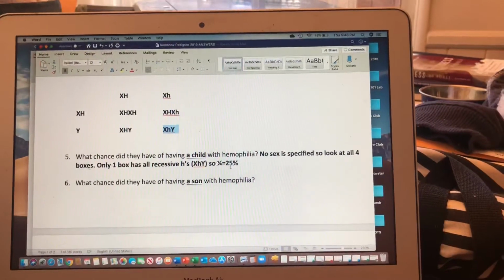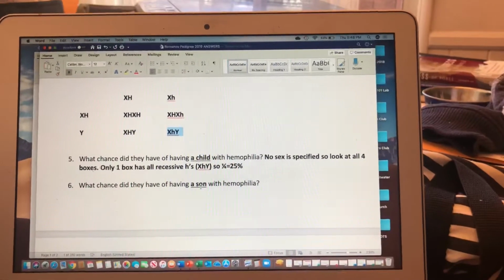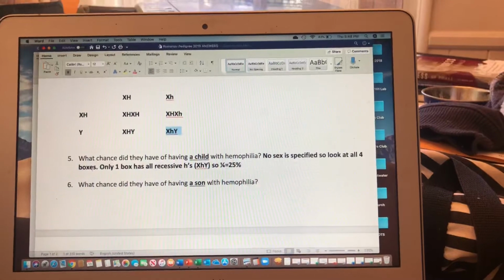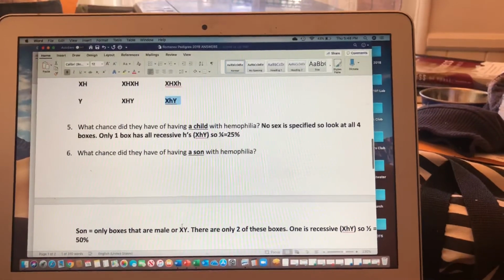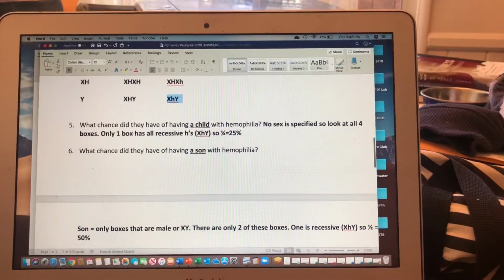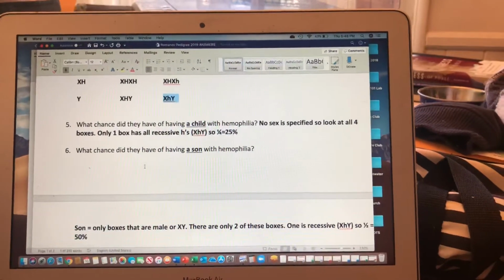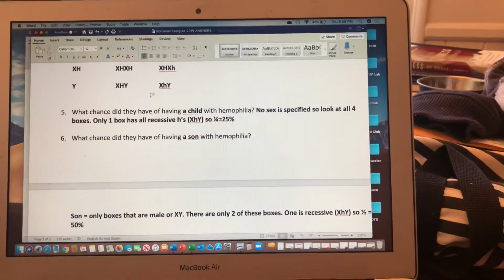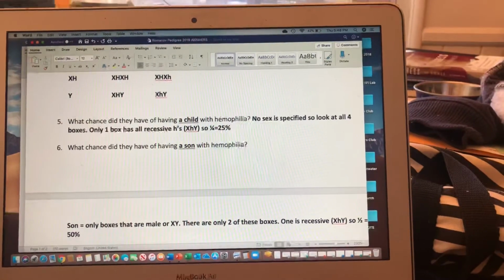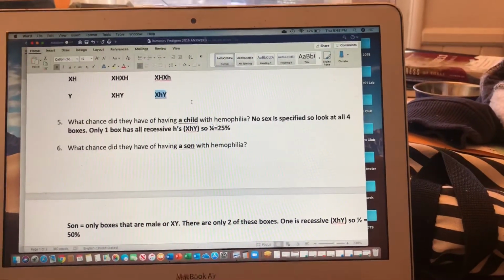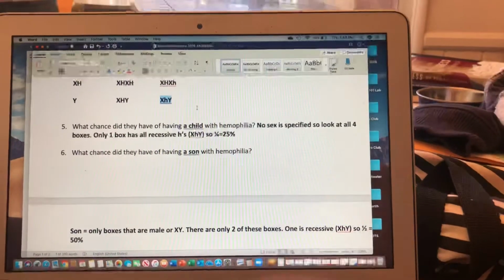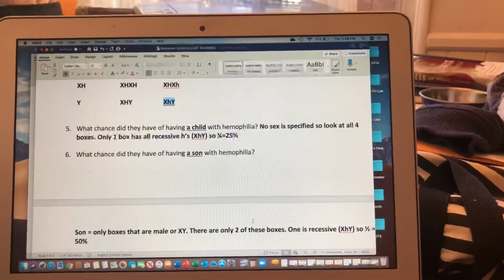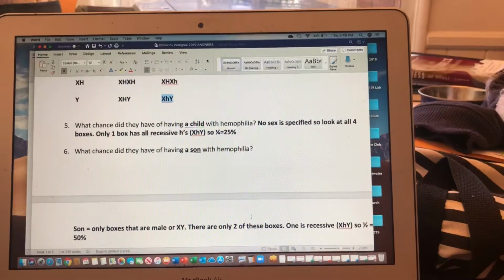That's 25%. However, for number 6, I said son. Son specifies male. So you can only look at the boxes that have XY. There are only 2 boxes that are XY. Of these 2 boxes, only 1 is fully recessive and would show the disease. So therefore, this would be 1 out of 2 or 50%.